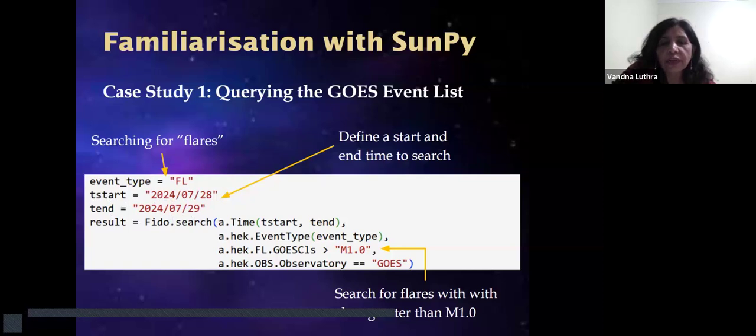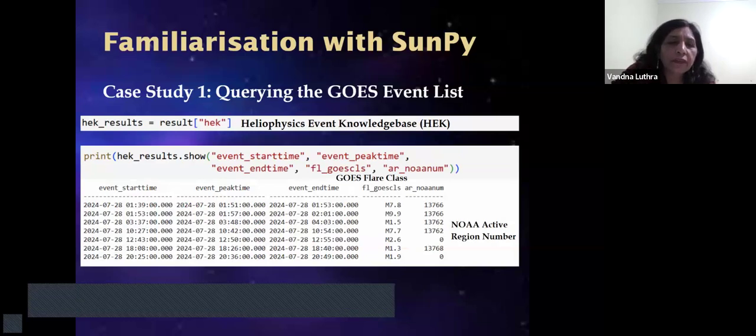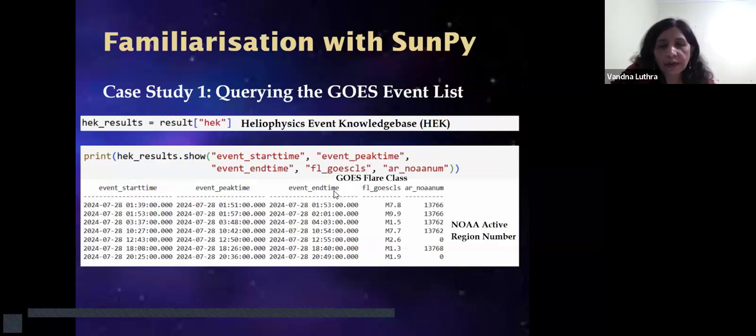And then a.hek.FL.GOESCls. These first 5 letters are in caps, and then the last letters are in small caps, and greater than M within the quotes, M1.0. And then a.hek.OBS.Observatory is equal to GOES. So we are taking data from the GOES observatory. Accessing data from there, followed by printing of the result, and the output should be event start time, event peak time, event end time, and the GOES class of the flare, followed by the active region number.